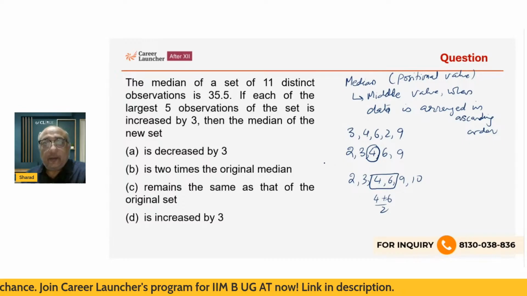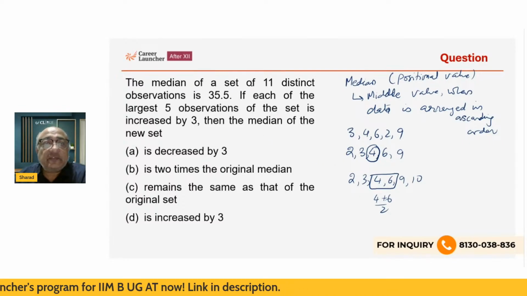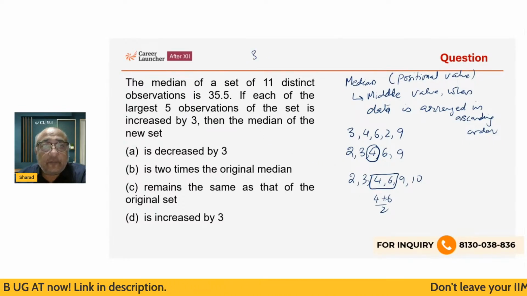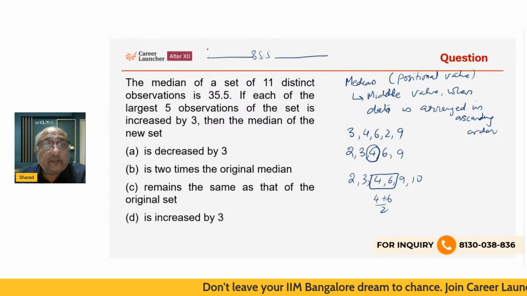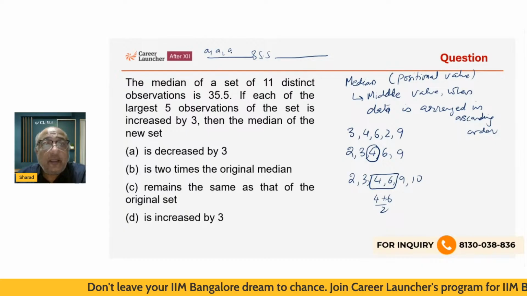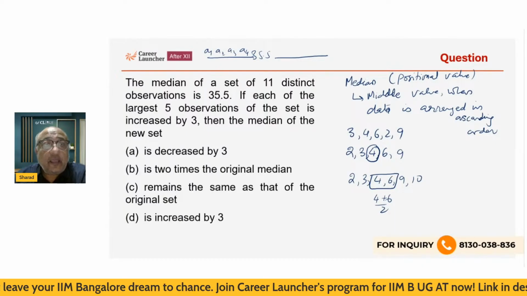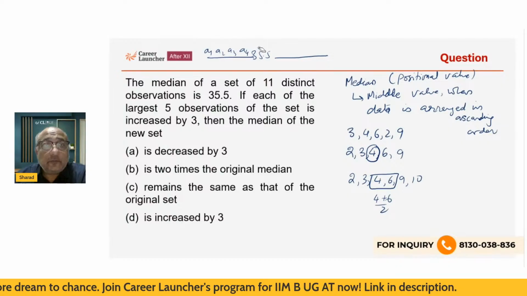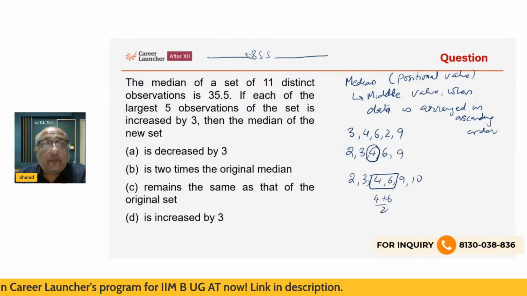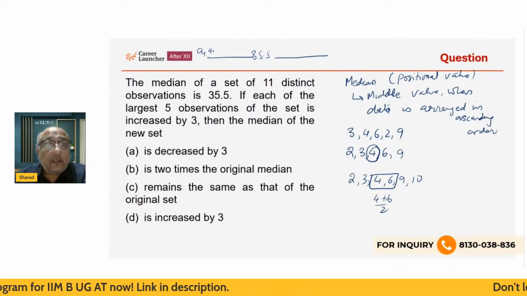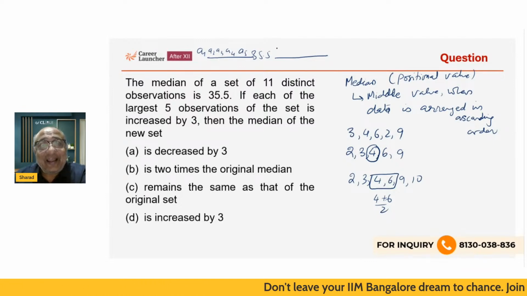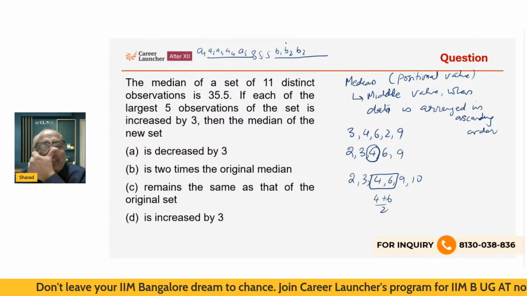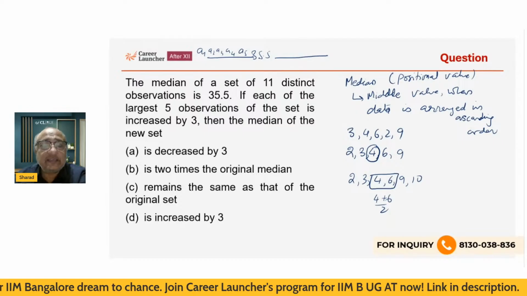Now let us try to do this problem. The median of a set of 11 distinct numbers is 35.5. So 35.5 is here, and there are 5 values here and 5 values here. Let us call them A1, A2, A3, A4, A5. Let me start from A1 here, A1, A2, A3, and then comes A5. And here I have bigger values B1, B2, B3. You can also write A6, let us say this.